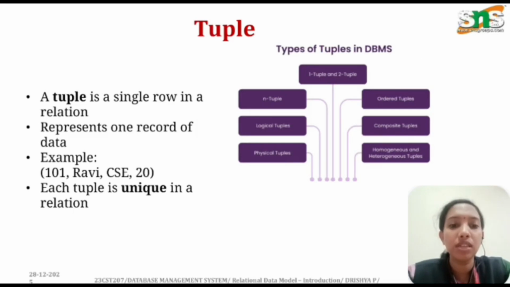So the first one is the tuple. A tuple is a single row in a relation and represents one record of data. Example, 101 Ravi CSE 20. This is the first record in the student table. The 101 is the student ID, then student name, department, and mark. Each tuple is unique in a relation.